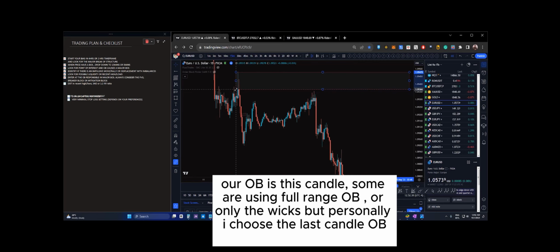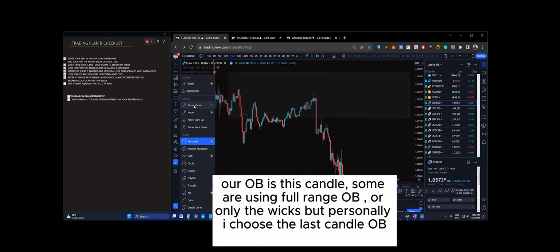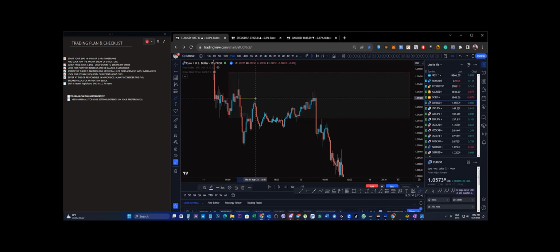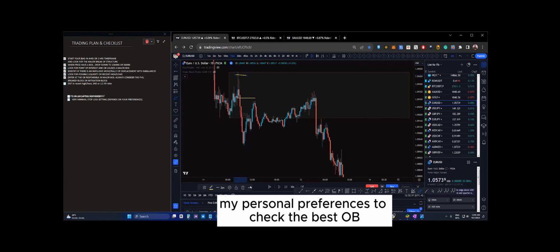And then, yung iba, kung magpa-fractal sila, yung iba kasi gusto nila sa wick lang, full body. Yung iba naman, full range. Ibig sabihin, yung buong swing na yon ang kanilang ginagawa. Pero, pwede ka namang mag-refine. Yung pagtaas na to. Okay? Pwede mo yung i-refine from the last candle. So, ito yun. Ayan ang personal ko na prefer na pag-check ng OB.